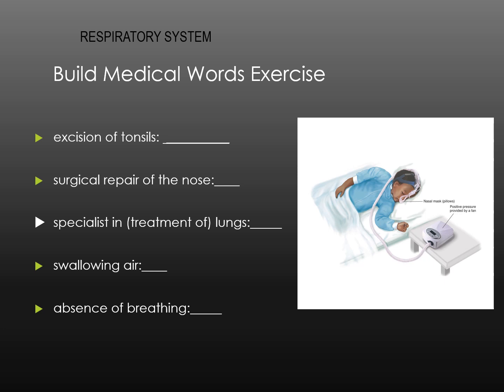Absence of breathing. So breathing again is pnea. We add this prefix A before pnea, and that gives you apnea. And the picture you see on this slide shows you a child with sleep apnea. We are assuming that she has sleep apnea because she has that CPAP machine.